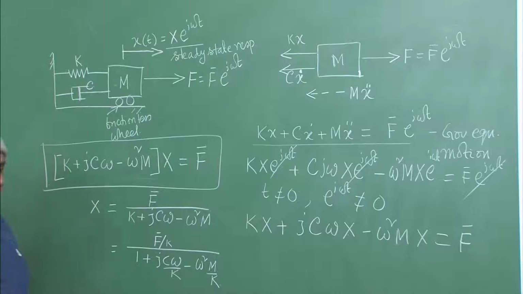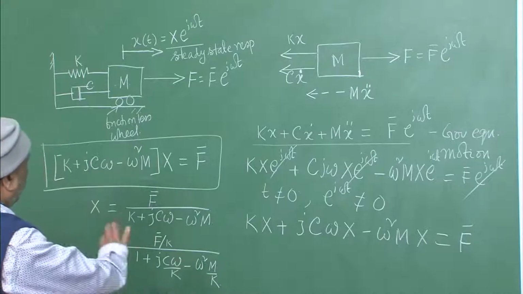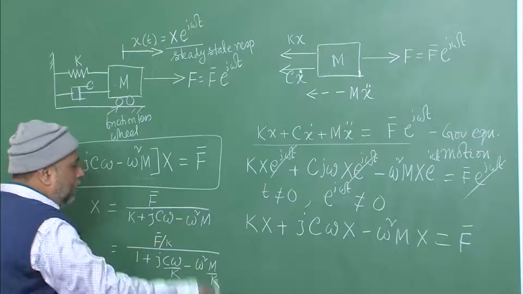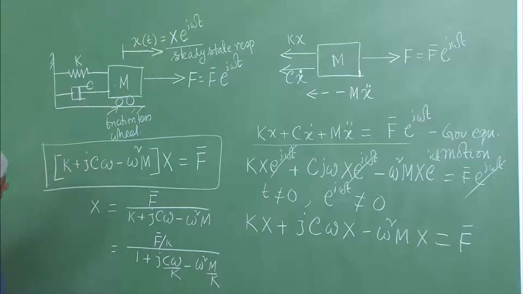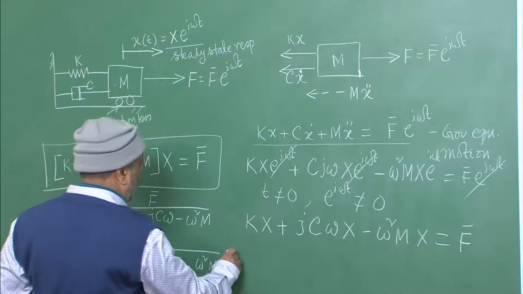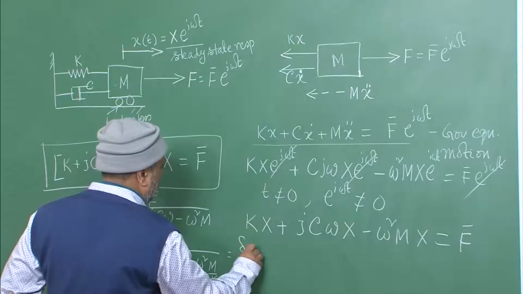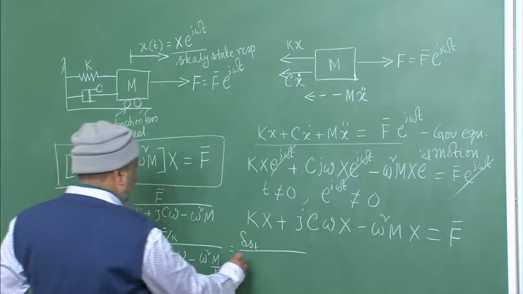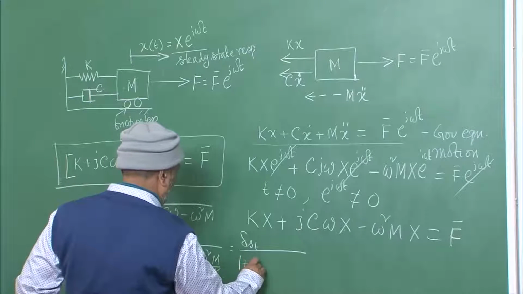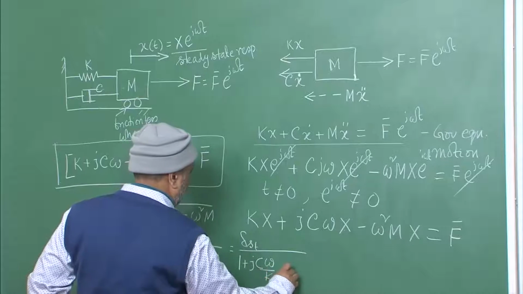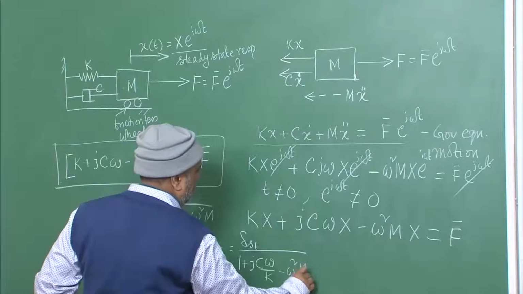I have a purpose in dividing the numerator and denominator by k. The purpose is that F bar by k is nothing but the static deflection of the system. So, we can write it as delta, the static deflection of the system, and the rest of it we can write as 1 plus j c omega by k minus omega square m by k.